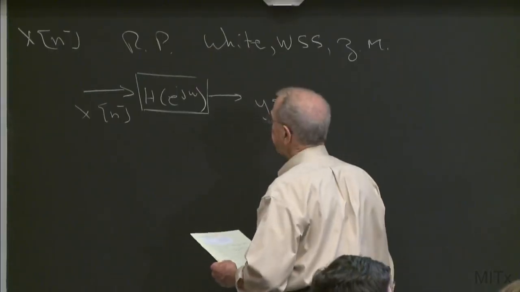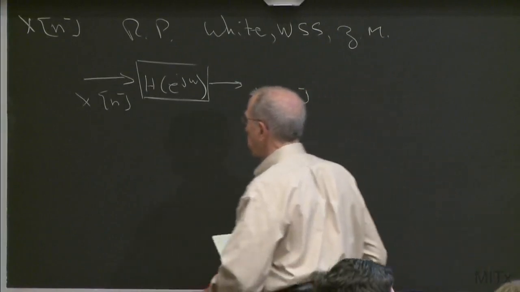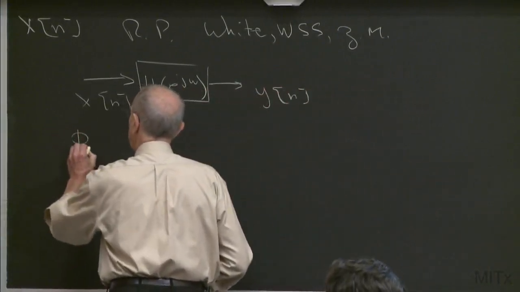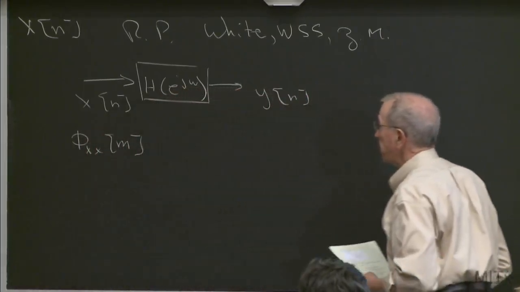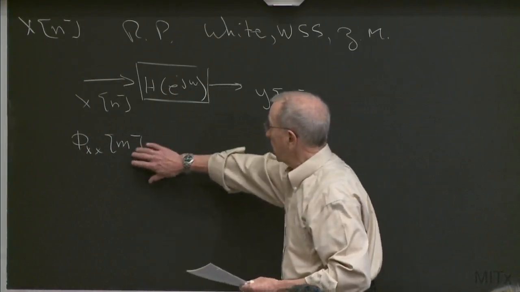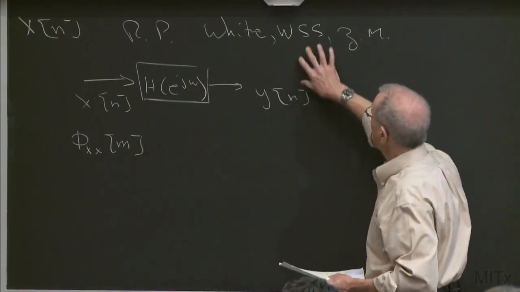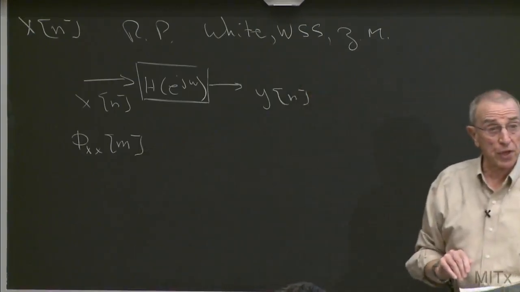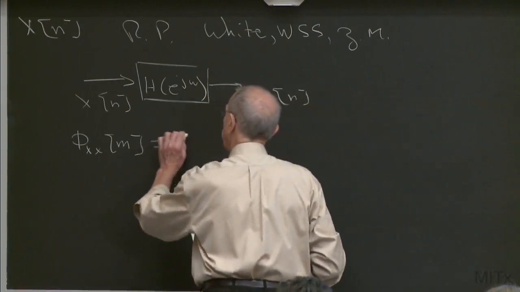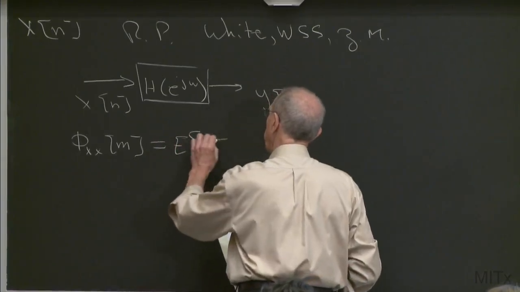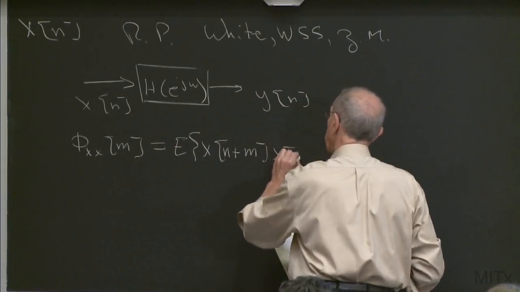Okay, so in talking about random processes, a typical thing to talk about is the autocorrelation function. You can talk about the autocorrelation function as a function of just one variable as long as the process is wide-sense stationary. And by definition, that's the expected value of x of n plus m times x of n.